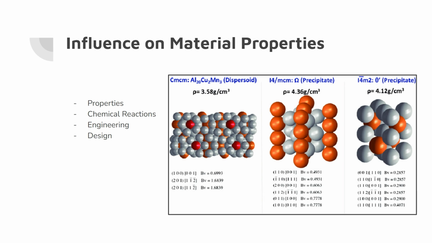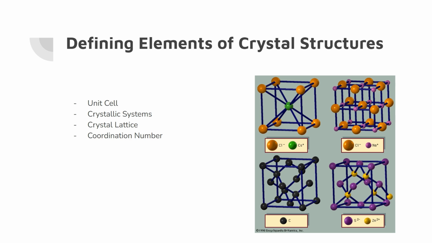In fields like catalysts, the arrangement of atoms in a crystal structure can influence reaction rates and pathways. In engineering and design, understanding crystal structures is essential in material science for designing new materials with specific properties, such as high-strength alloys or semiconductors.